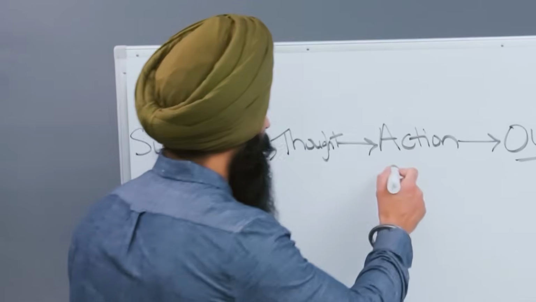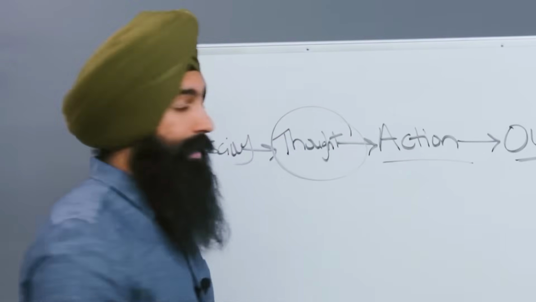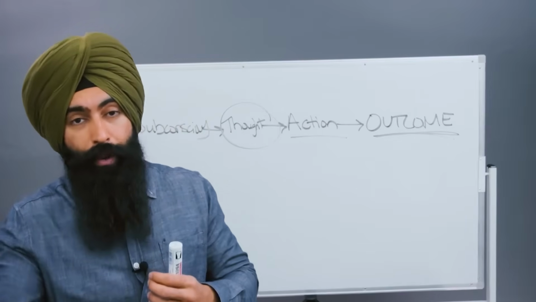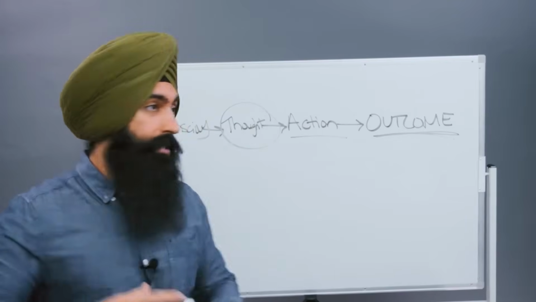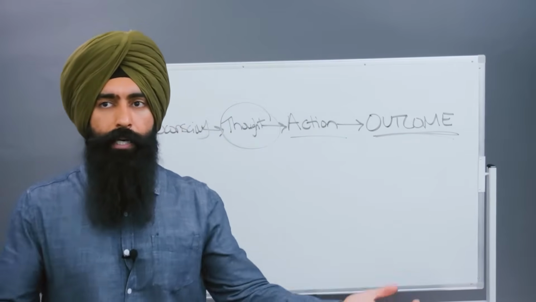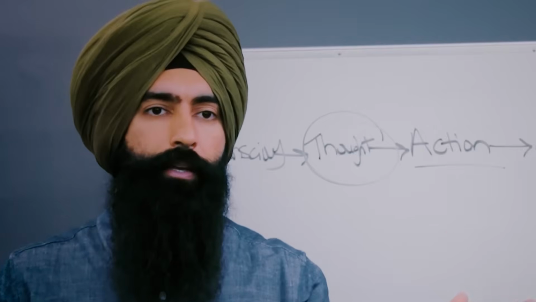But in order to take the right actions, you have to have the right thoughts. Because in order for you to do something, you have to think how to do it the right way. And if you don't have the right thoughts to take the right actions, you're not going to have the right outcomes. And this is where what a lot of people do is they just say, change the way you think. And so how do you do that?